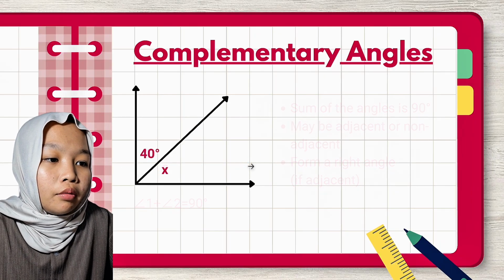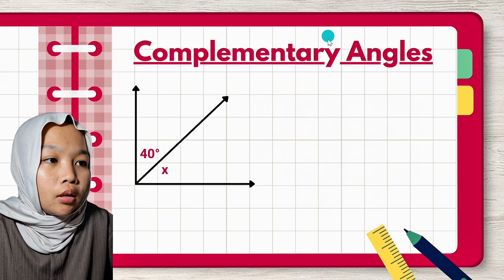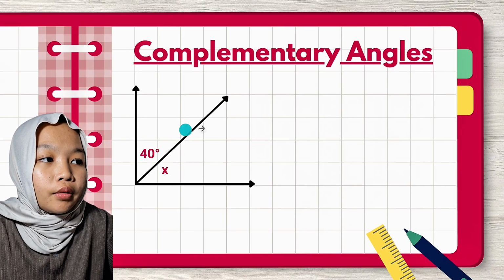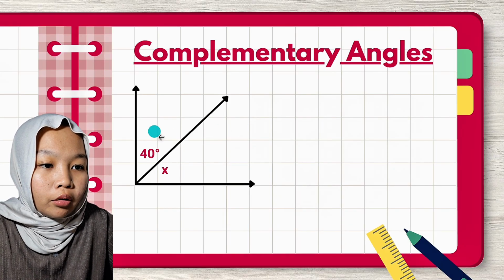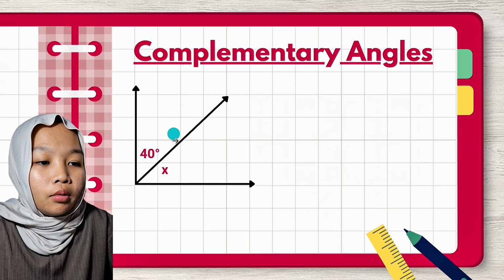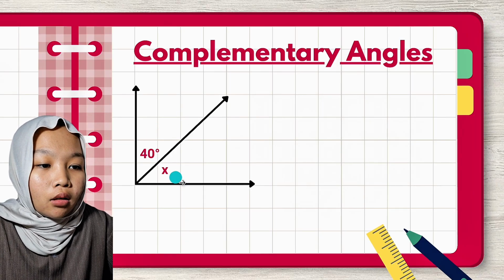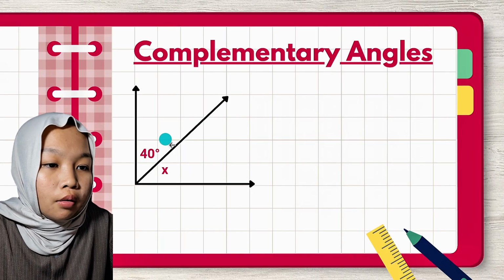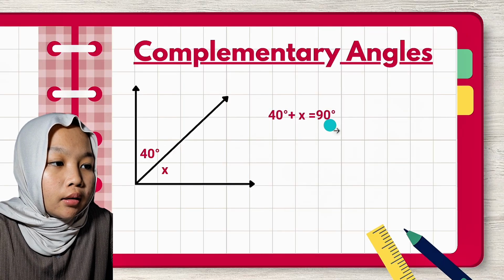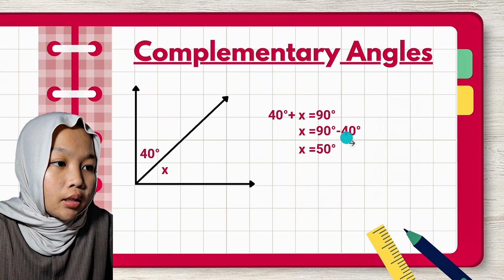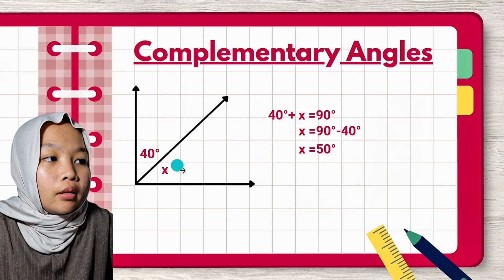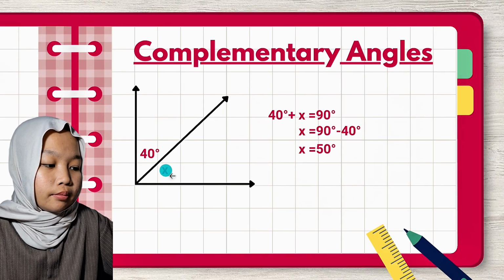Then we're going to practice an example of how to find the missing angle using complementary angles. So here the known value is 40 degrees and this is x. Then we want to find the value of x. So we know that x plus 40 degrees is 90 degrees. Then x equals 90 degrees minus 40 degrees. Then the value of x is 50 degrees.